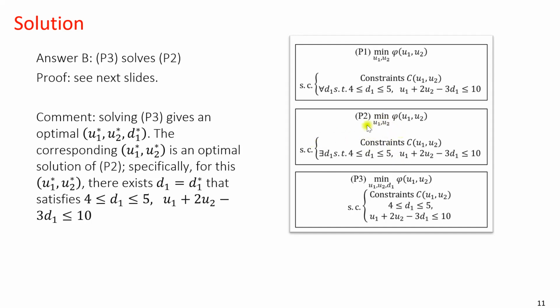We don't ask MATLAB to return the value here, but they are equivalent here. So if we solve P3, we'll find an optimal D1 star, and the optimal D1 star is such that U1 star, U2 star satisfies P2. There exists a D1, it is exactly the D1 star, and vice versa. In contrast, for P1, it is not at all the same as P2 or P3, because in P1, we're saying those constraints must be true for any D1.